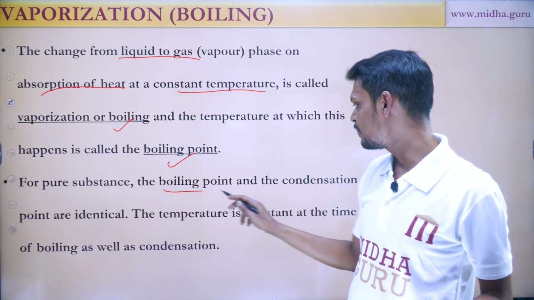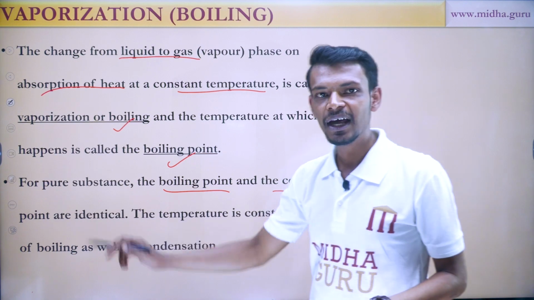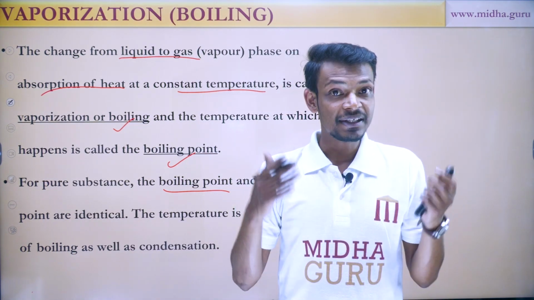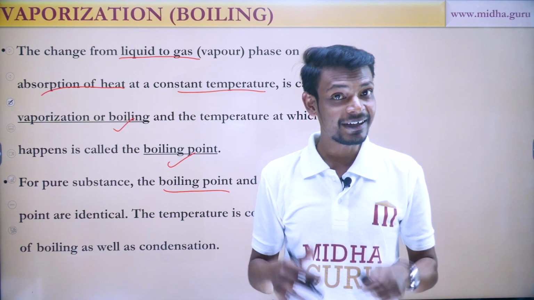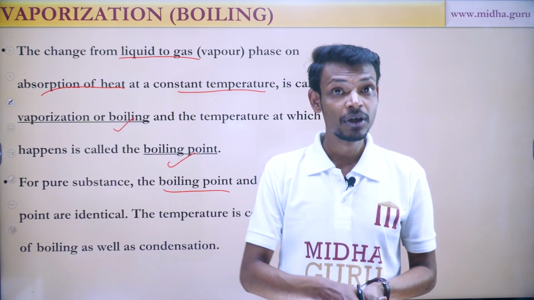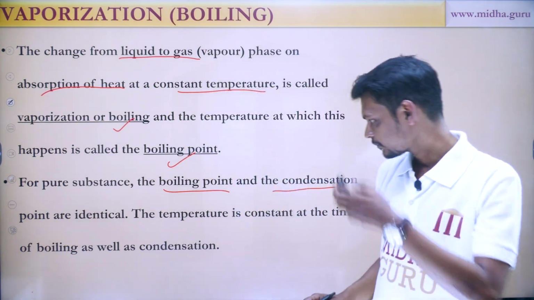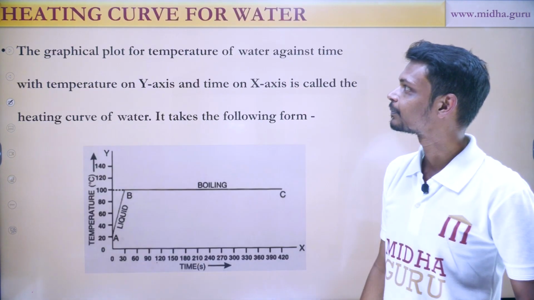Okay, now for pure substance, again same as melting and freezing, the boiling point and the condensation point are identical. That means boiling water, or you can say steam, condenses at 100 degrees Celsius, and water also vaporizes at 100 degrees Celsius.